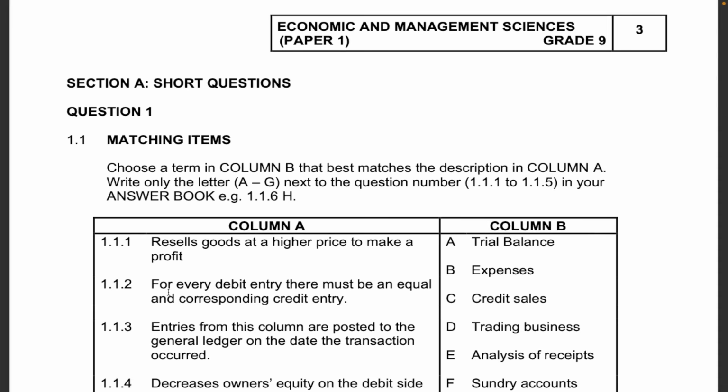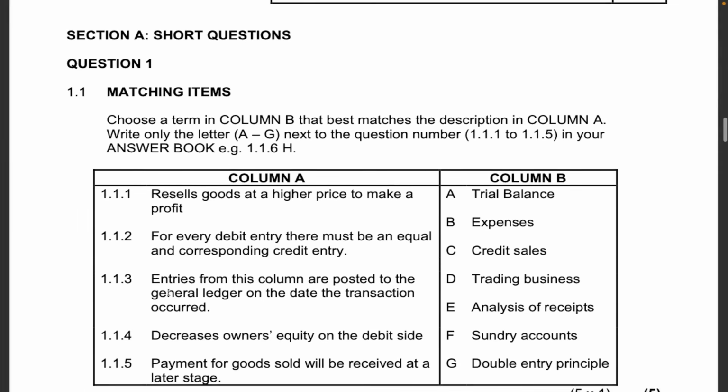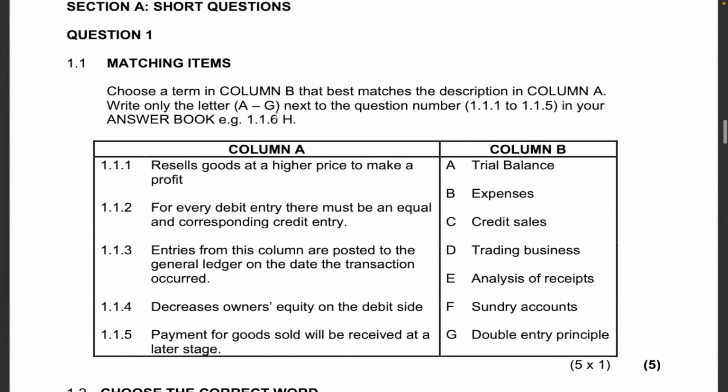Section A, short questions. Question 1, and I've got 1.1 here, the matching items. So we are reading what is on column A and matching it to what we have on column B. Such a question really helps you with foundations when it comes to accounting, and so you will have a good understanding of what specific terms would mean or would be referring to and what they affect. So let's go through them one by one.